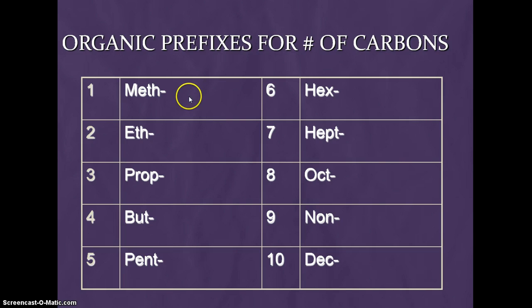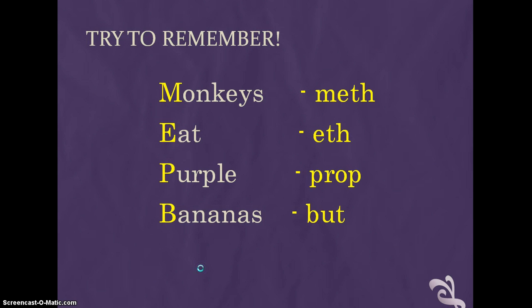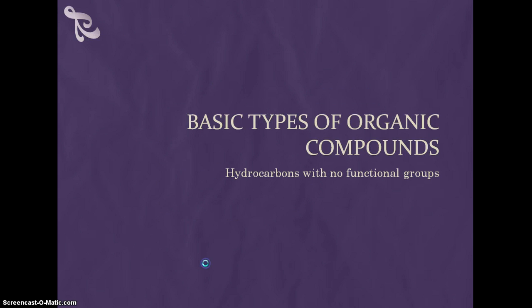Our prefixes are meth, eth, prop, and but for 1, 2, 3, and 4. After that, you'll notice they're very much like covalent prefixes minus the a, so pent for 5 now becomes penta. To remember those first 4, remember monkeys eat purple bananas, and that will help you keep them in order.